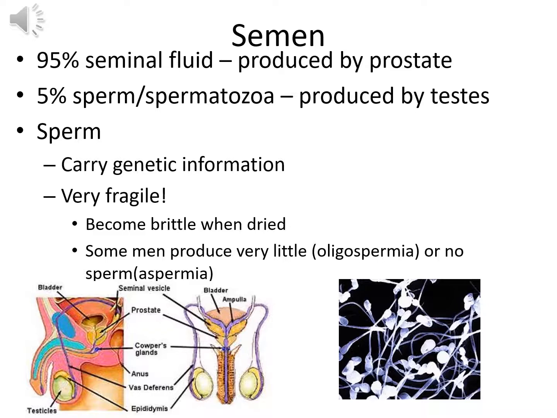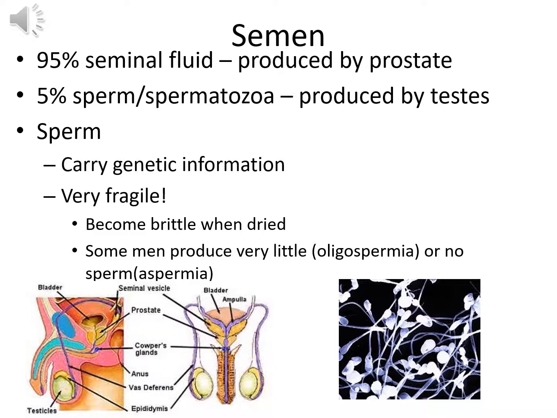Semen itself is about 95% seminal fluid, which is produced by the prostate, and then 5% or so sperm or spermatozoa produced by the testes, at least for those males who have sperm present. We'll talk about that in a moment. Sperm is very fragile. It's the carrier of that genetic information. Sperm meets egg, and that's how you started. That's how all of us started life.